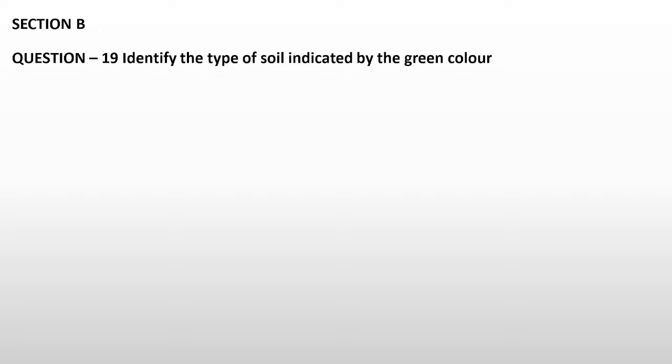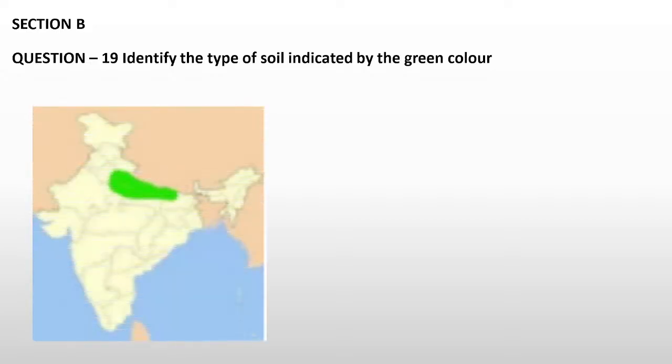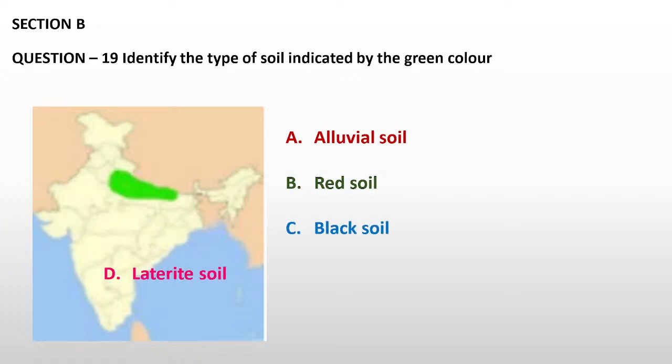Section B, question number 19. Identify the type of soil indicated by the green color. So identify the type of soil indicated by the green color. A. Alluvial soil. B. Red soil. C. Black soil. D. Laterite soil. So identify the type of the soil indicated by the green color.